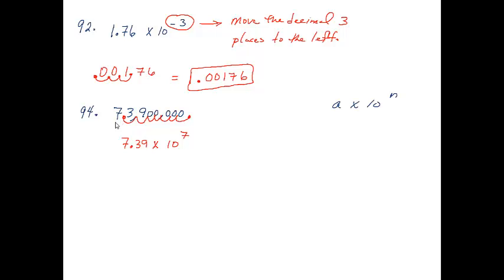But since, what was the number? 73,900,000 is bigger than 1, we write it as positive. And of course, you can check yourself because a positive 7 tells you to move the decimal 7 places to the right. And you would end back up with this number right here. Alright, let's try another.